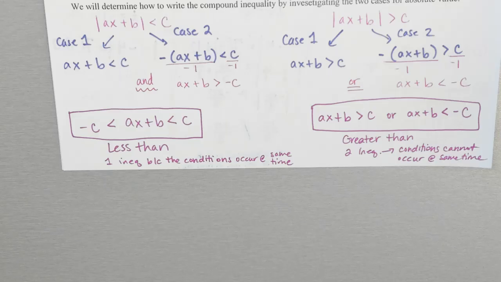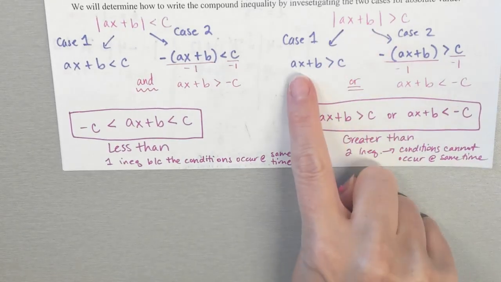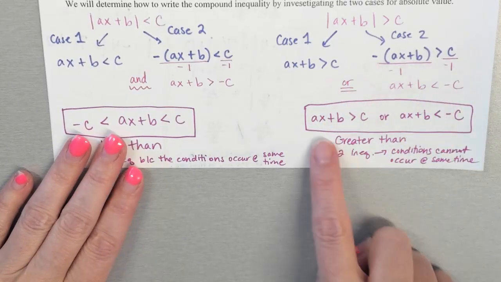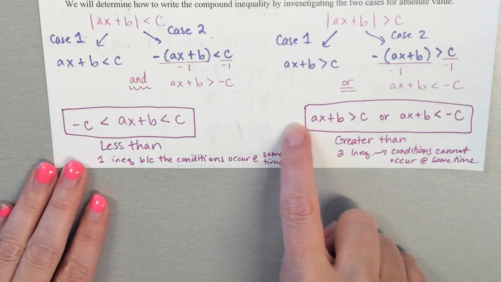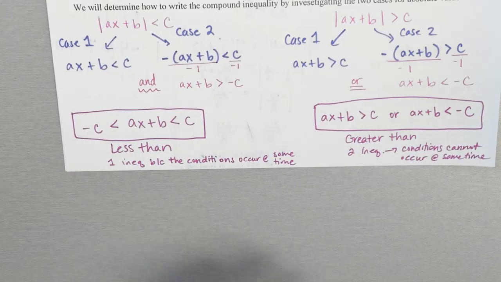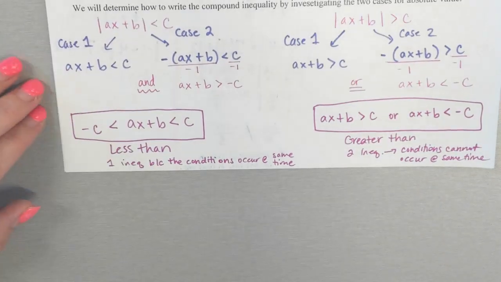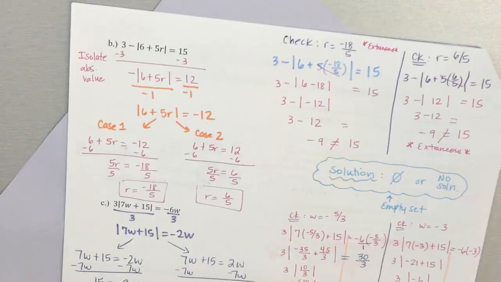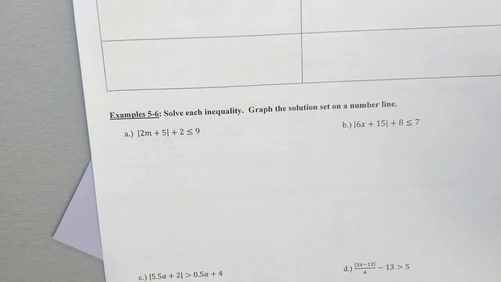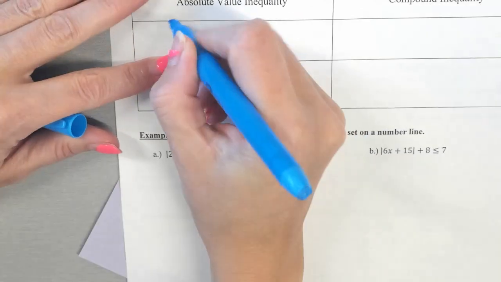Because these are the same as well. So what we discovered is whether what's inside is positive or negative, to be greater than c we can either set up this case, or if it's less than, we can set up this case. We're just going to organize that in our table on the next page so that you can just use this when you are solving.